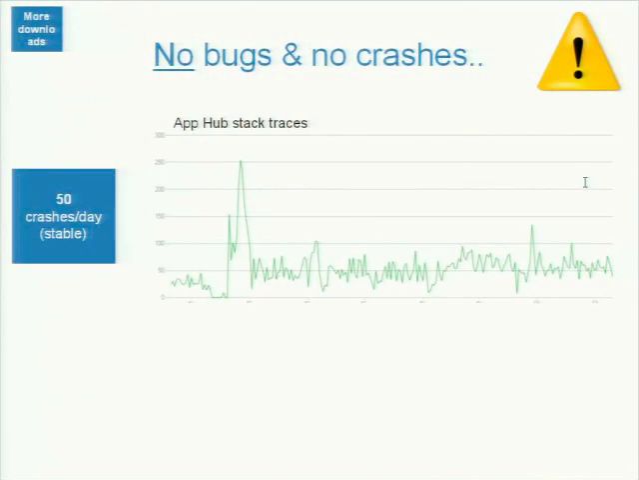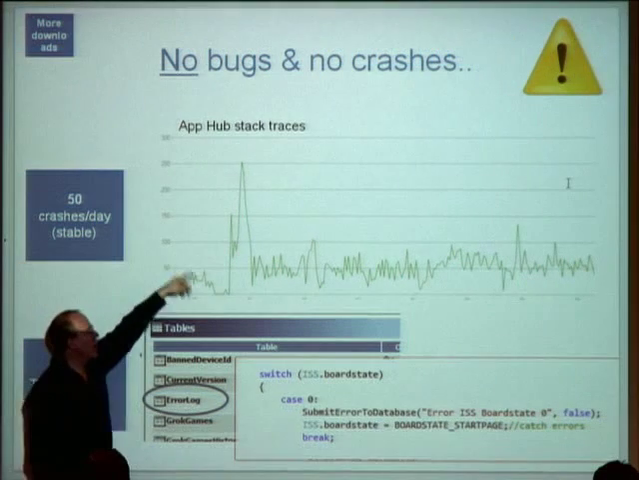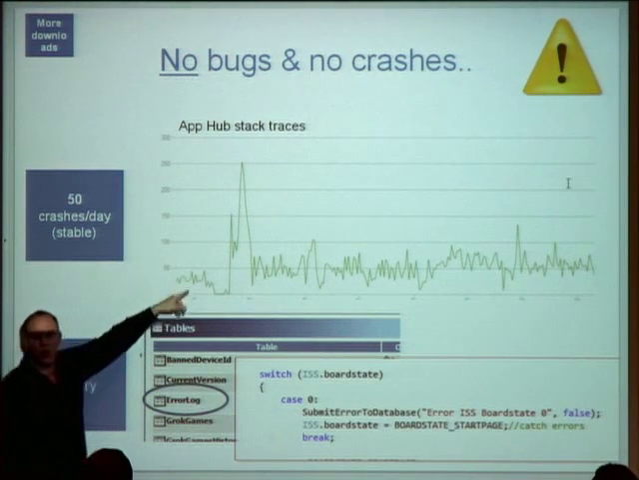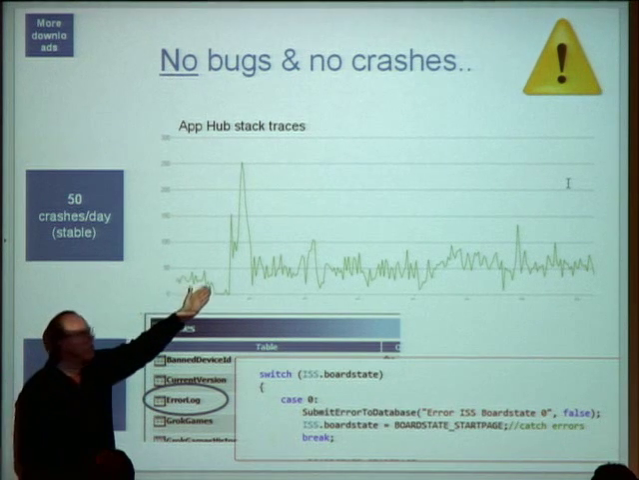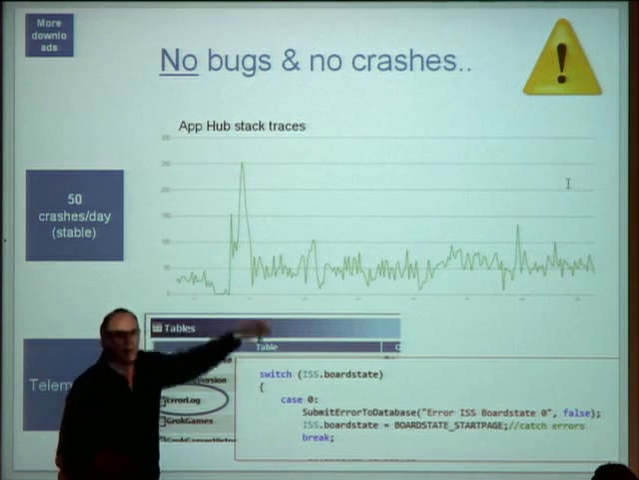Please, no bugs, no crashes. Really doesn't help. I mean, there are a couple of things that you have to do. You look at your stack traces in App Hub, and you can see not only the number of bugs, the number of crashes, actually which app. So obviously here you can see that I submitted an app with a problem. So I detected it a couple days later, submitted a fix, and then it went back to normal.